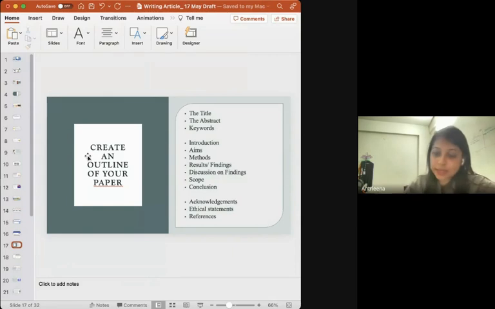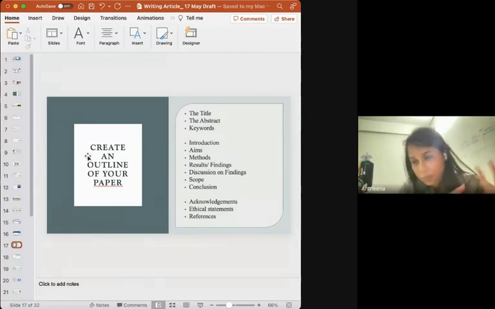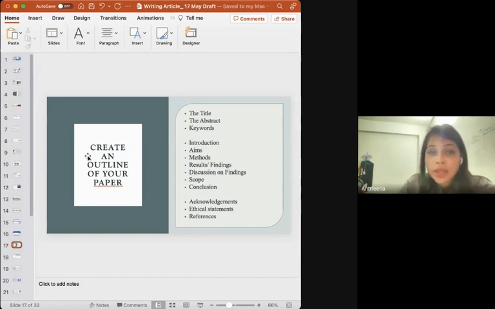Now we come to the kind of writing, starting to write your paper. Now that we have done all this work, all the strange work that needed to be done, we come to creating an outline of the paper.